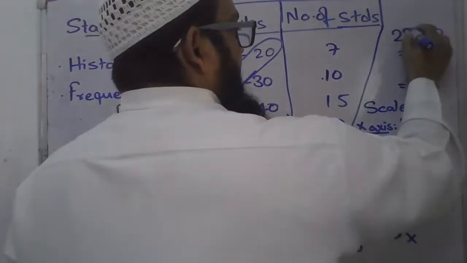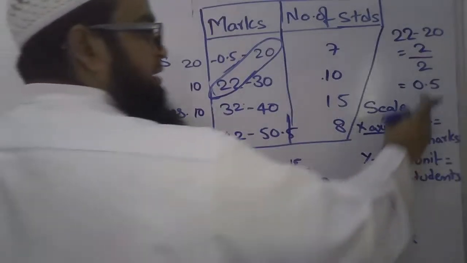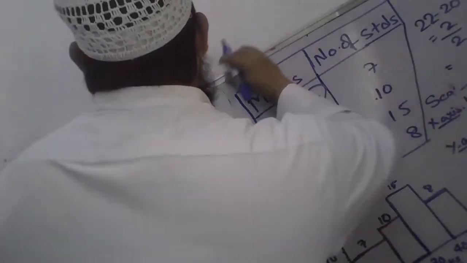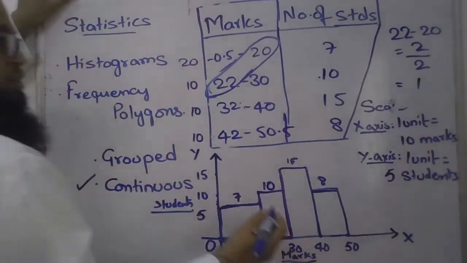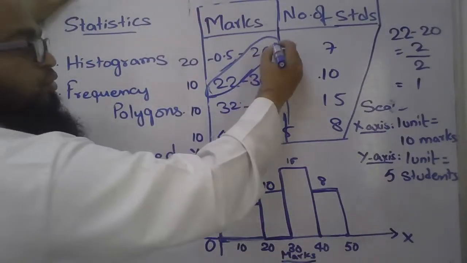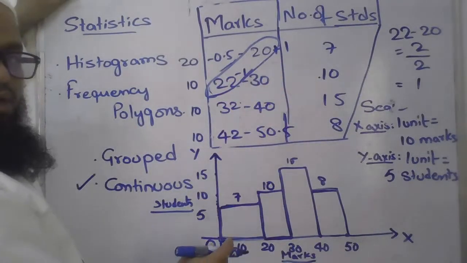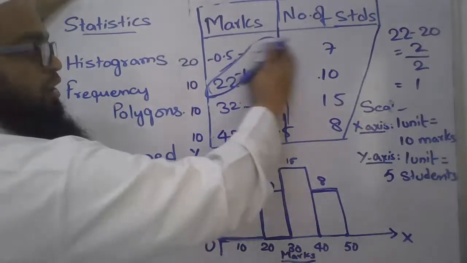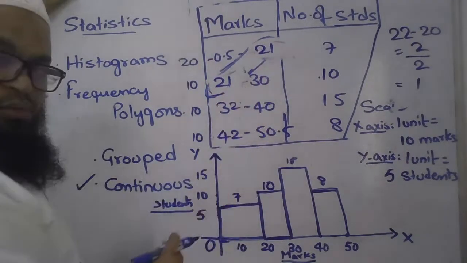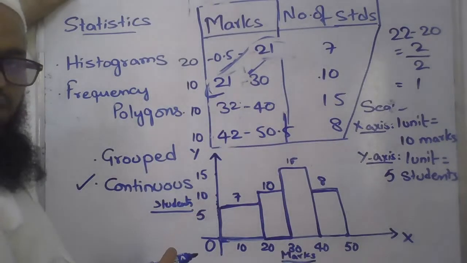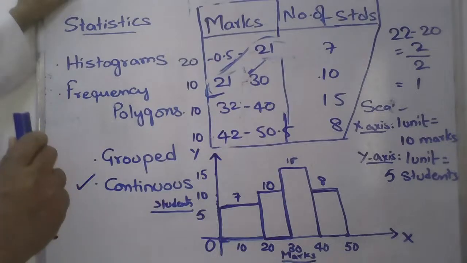22 minus 20 is 2, and 2 divided by 2 is 1. Understood? So add 1 to the upper limit and subtract 1 from the lower limit. When we add 1 to the upper limit, what happens? It becomes 21. And here 22 minus 1 becomes 21. So now did it become continuous? Yes, this is the way you draw the histogram.